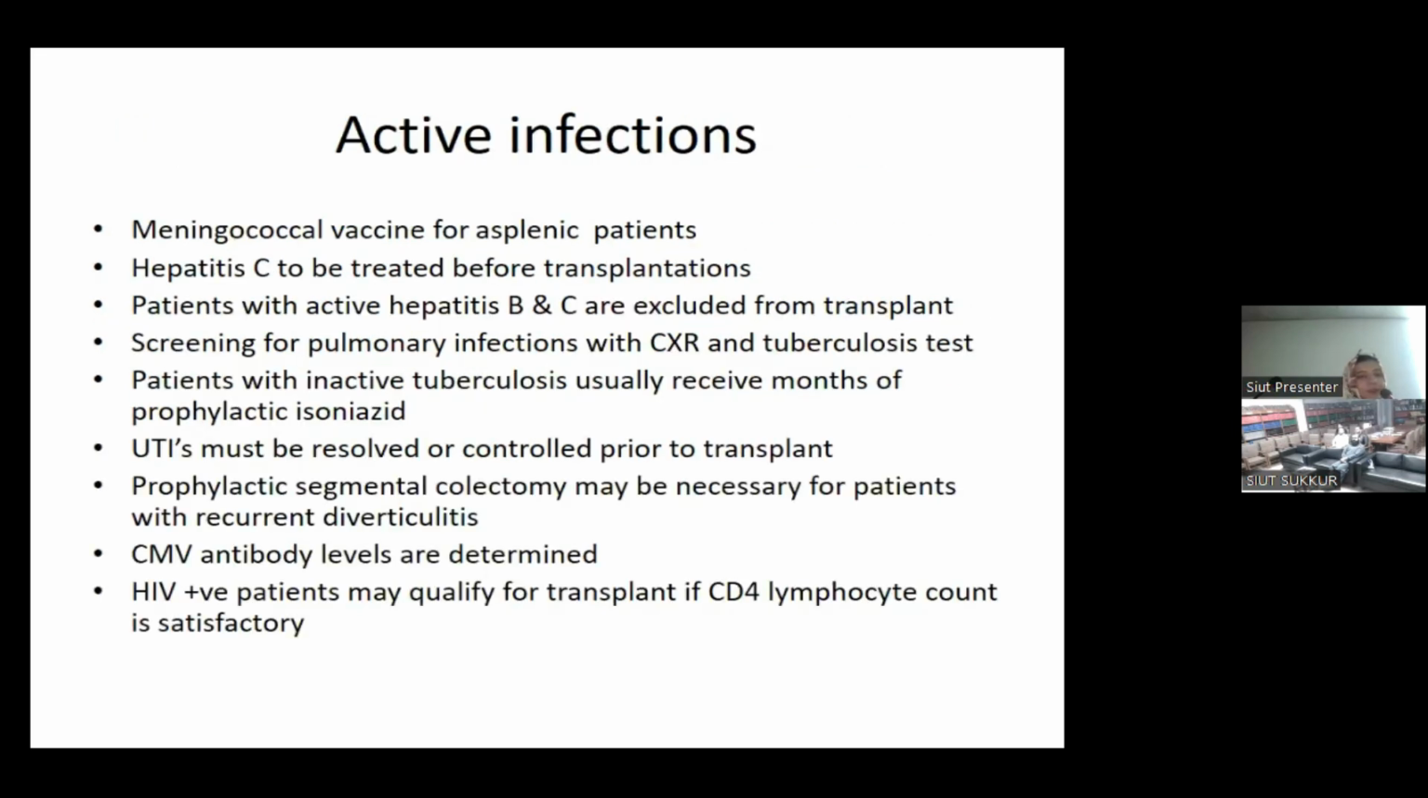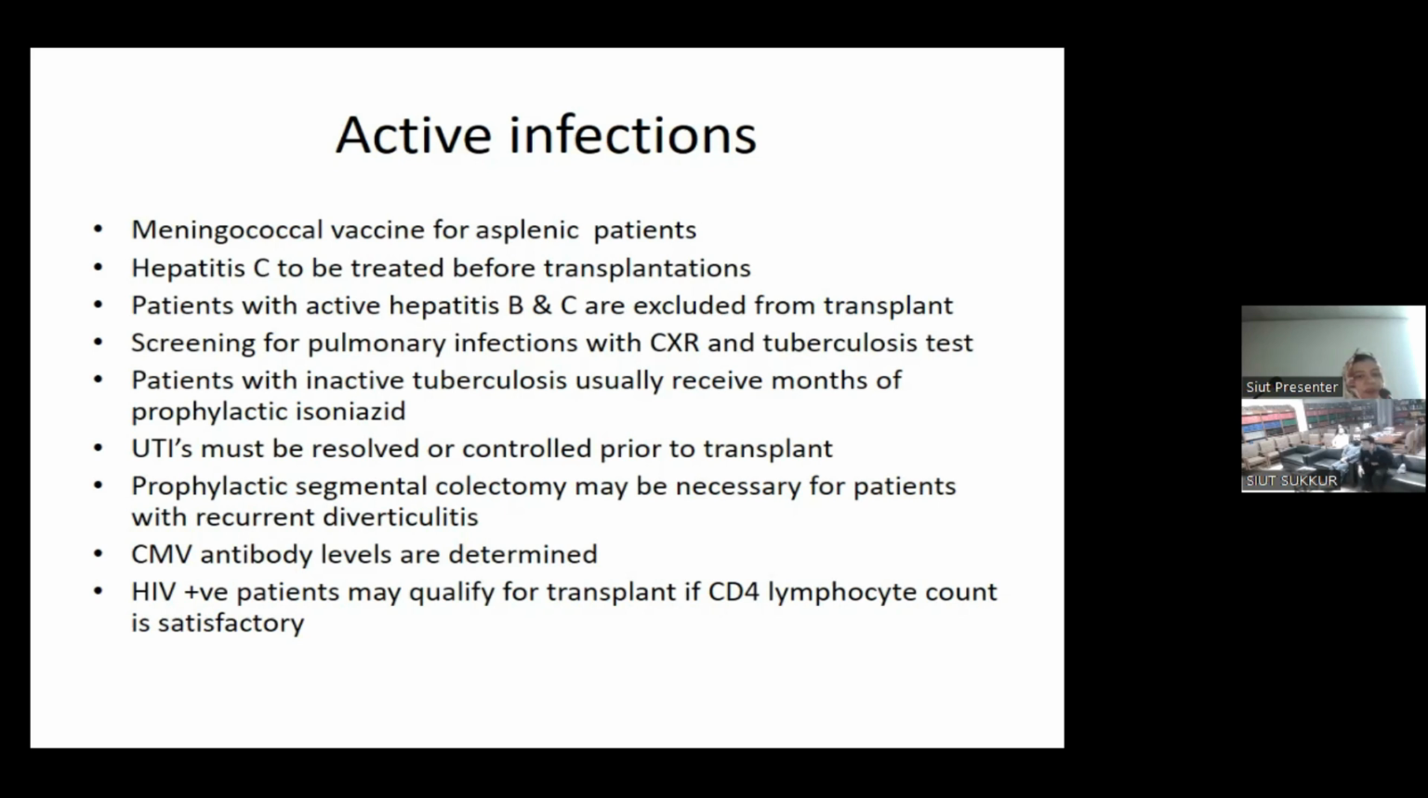Another important aspect to look into is active infections, because in the case of active infections, we can't go for transplantation, as we also have to give immunosuppression to the patient. Meningococcal vaccine is recommended for asplenic patients. Hepatitis C has to be treated before transplantation. Patients with active hepatitis B and C are excluded from transplant unless the hepatology department gives the thumbs up that we can do it.